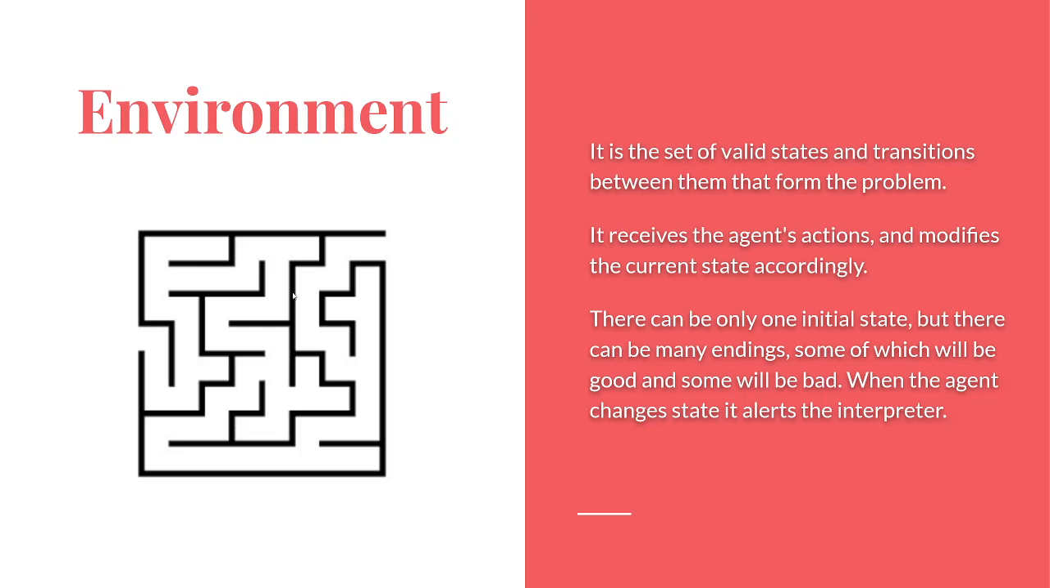The ambient is the first element, and it's a data structure containing all the possible states of the problem and all the transitions between them. There should be only one initial state, but there can be any number of final ones. With every interaction, first the information of the actual state of the problem is sent to the agent. Then it waits until the agent decides to make an action. When the message with the action arrives, it sends the interpreter the information of that state.